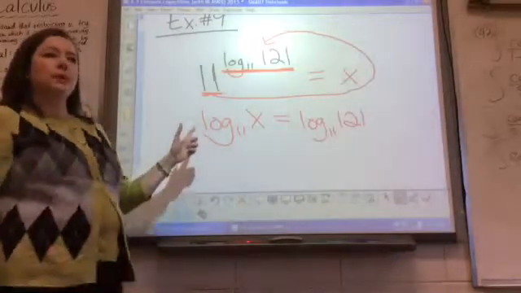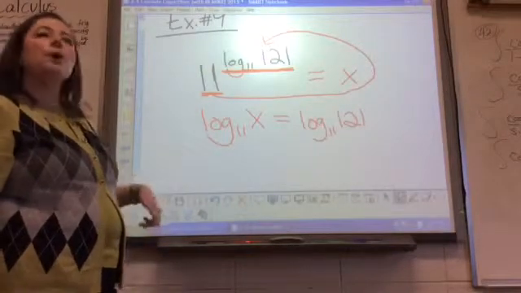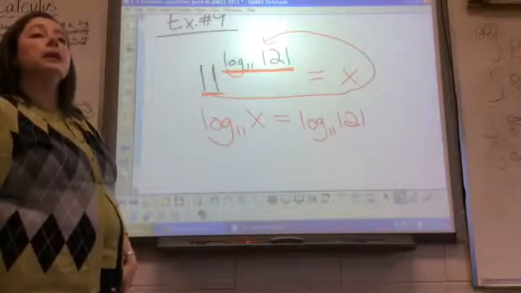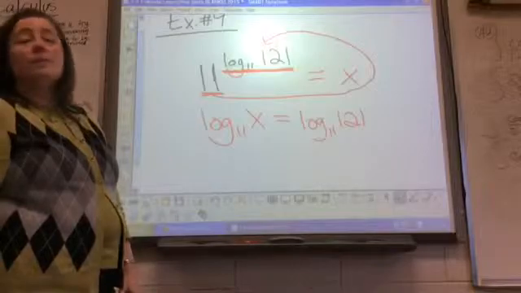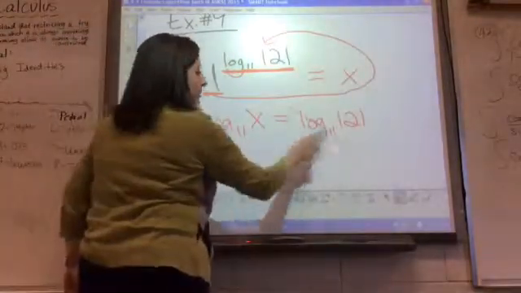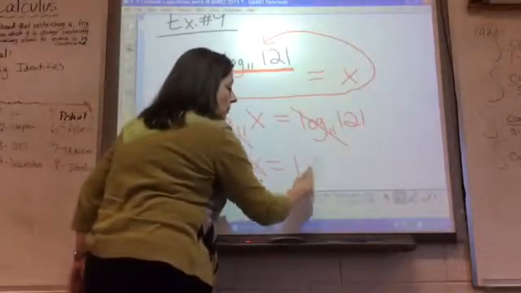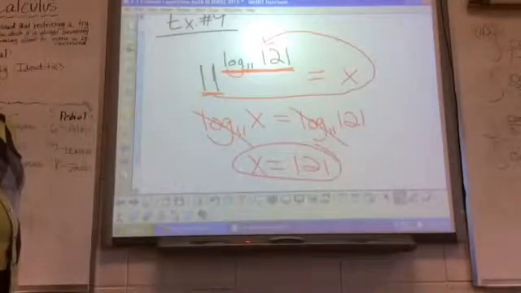Now, there's a property. Let's see if you can read my mind, first period did. What do you think the property says? Look at it. If your logs are the same, you can cancel them out. Log 11 and log 11 cancel. So x equals that. It looks ugly, but once you rewrite it, it's actually better.